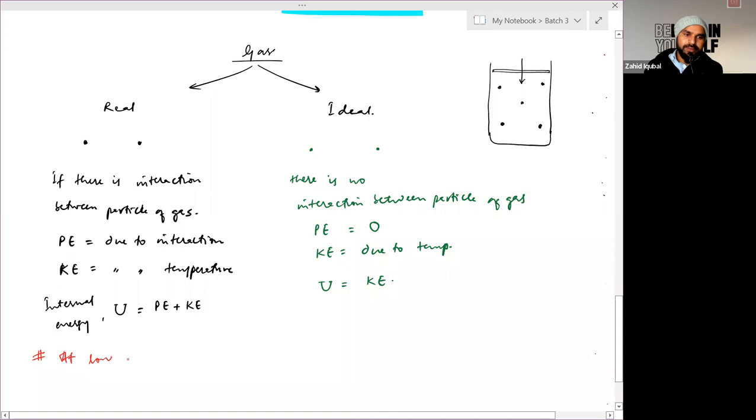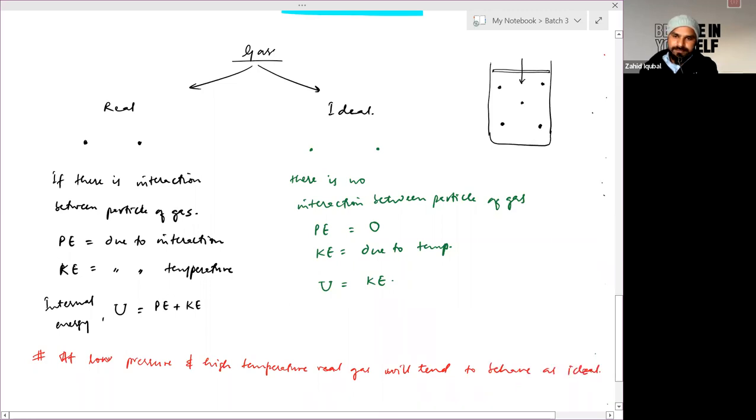At low pressure and high temperature, real gas will tend to behave as ideal.